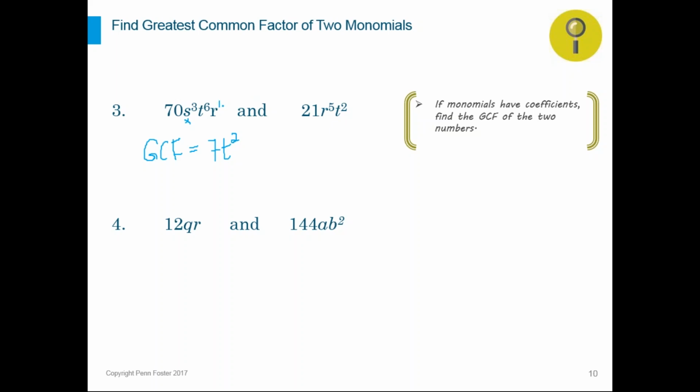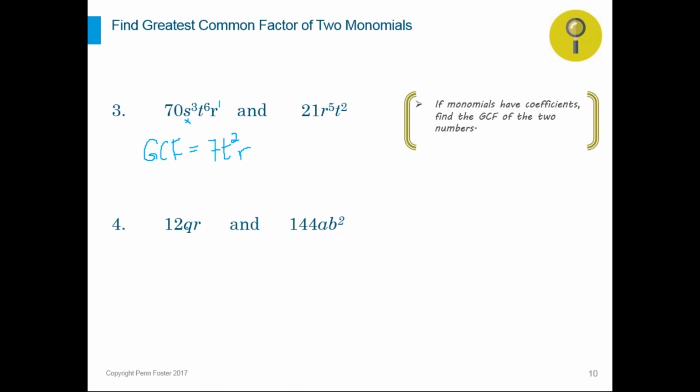r and r, I have r to the first. Remember, we do not write 1 in algebra. So r and r to the 5th. So r would be part of our greatest common factor, and this would be your final answer. 7t squared r is the greatest common factor between this monomial and this monomial.